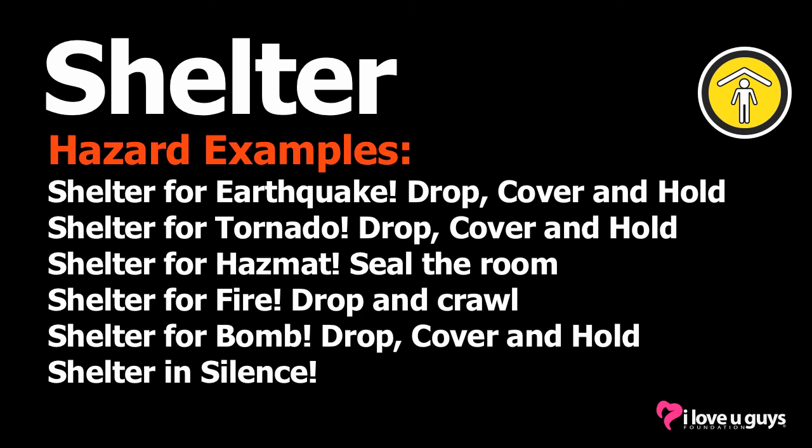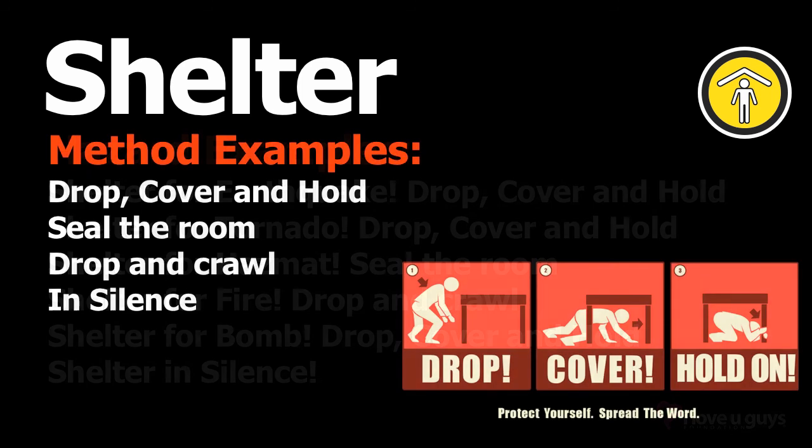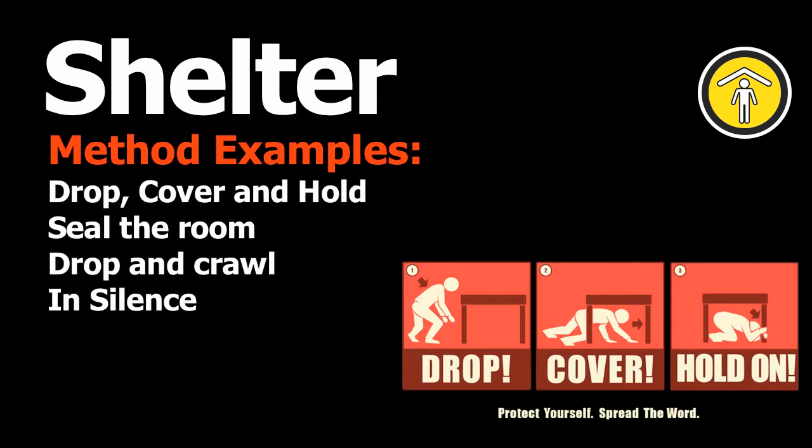So, shelter for earthquake, which is drop, cover, hold. Shelter for a tornado, that would be drop, cover, and hold. For hazmat, which is usually a chemical spill or gas, teachers would need to seal the room. Shelter for a fire, which means drop and crawl. Shelter for a bomb, which means drop, cover, and hold, or shelter in silence. Here are some methods for drop, cover, hold. If you're unfamiliar, please study this diagram.